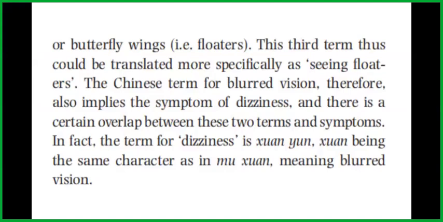The Chinese term for blurred vision therefore also implies the symptoms of dizziness, and there is a certain overlap between these two terms and symptoms. In fact, the term for dizziness is xuan yun, xuan being the same character as in mu xuan, meaning blurred vision.